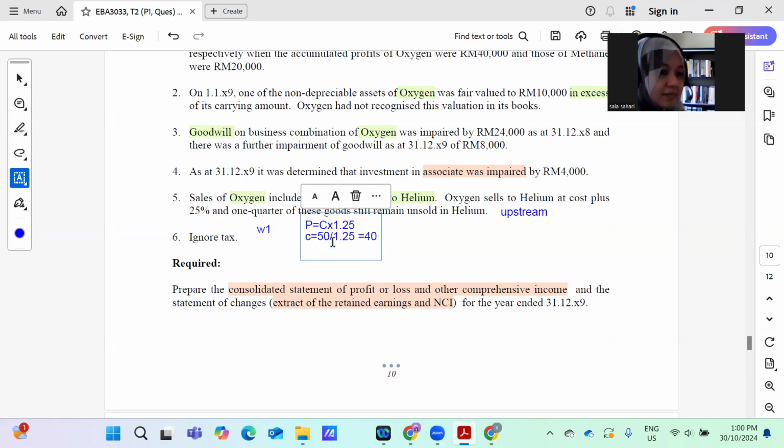So how to get profit? Profit equals P minus C, right? Your P just now is, sorry, P just now is 50. Your C from our calculation above is 40. So we get profit of 10,000. But out of this profit, 10,000 profit, sorry.